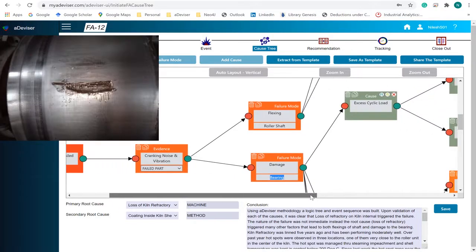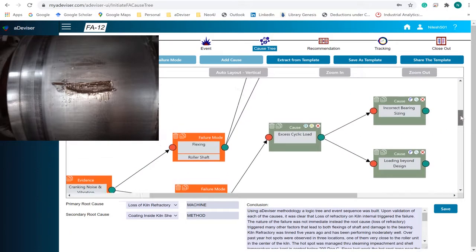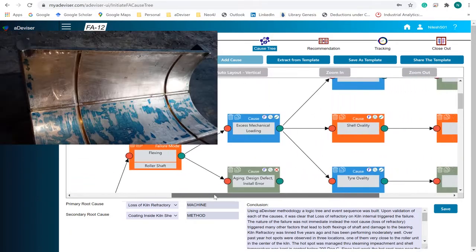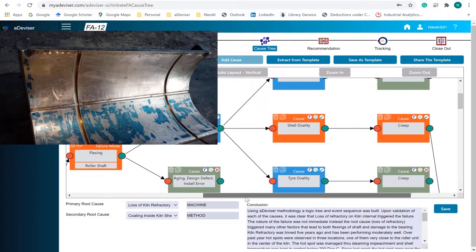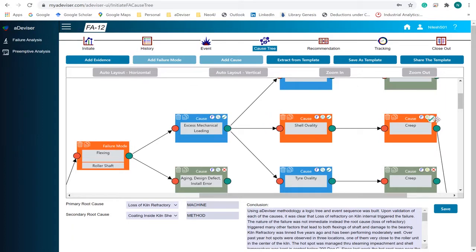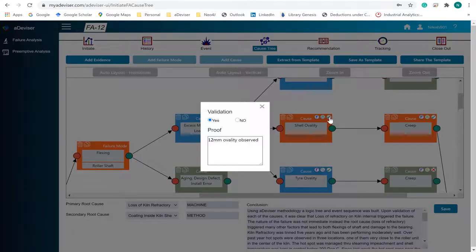Checking against each one with evidences in history and failure events, upon validation, it was clear that loss of refractory on kiln internal triggered the failure. The nature of the failure was not immediate, instead, it triggered many other factors that led to both flexing of shaft and damage to the bearing.